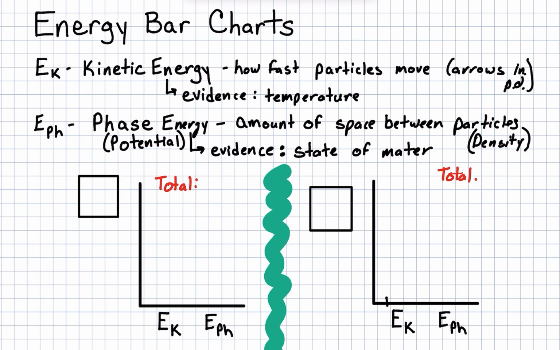As far as my energy bar charts go, let's start off and let's represent, I don't know, an ice cube. So ice cube is my system. And so with an ice cube, my kinetic energy is going to be cold. And so what does that mean? Well, maybe to me, cold is 1 bar of energy. However, maybe to you, cold is 2 bars of energy.